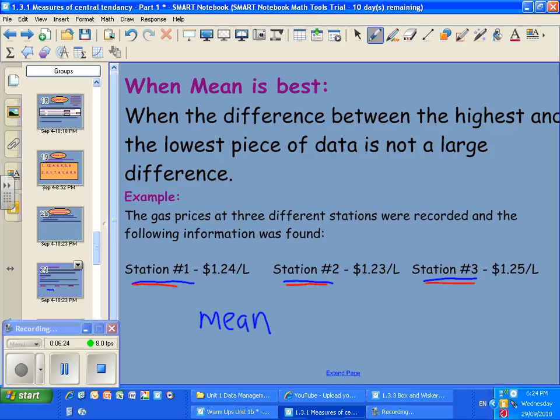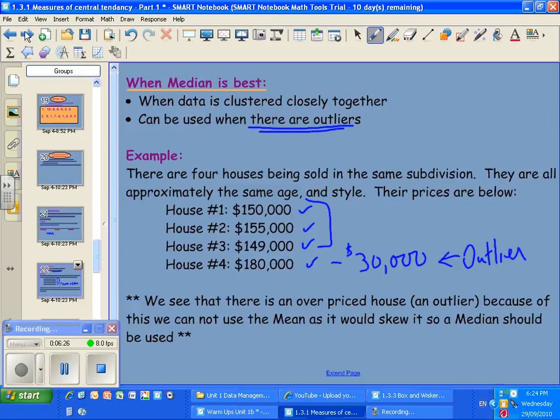That's when mean is the best. Median is the best when things are clustered closely together, but there can be outliers. It's okay to have an outlier for mean.